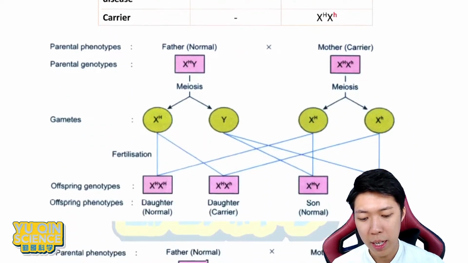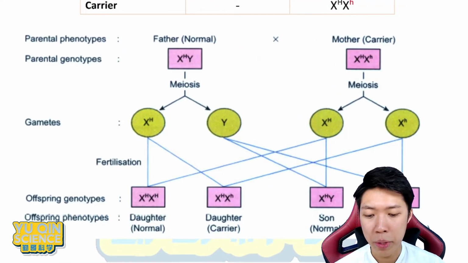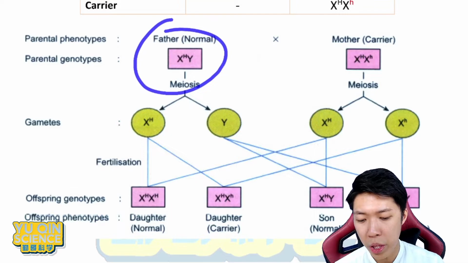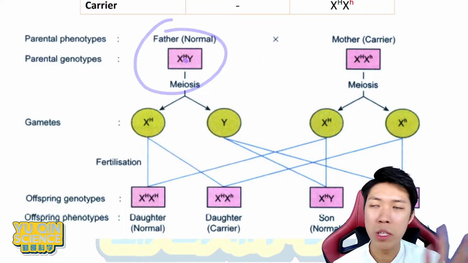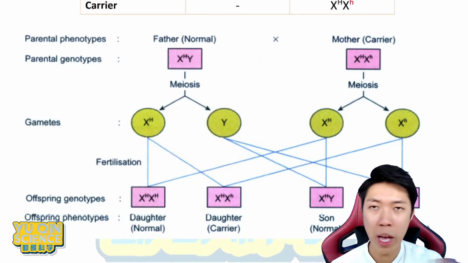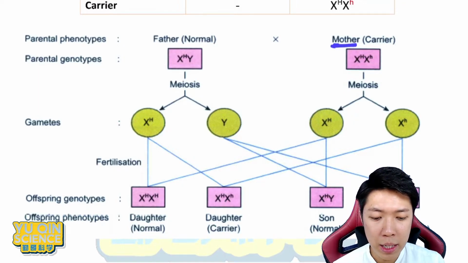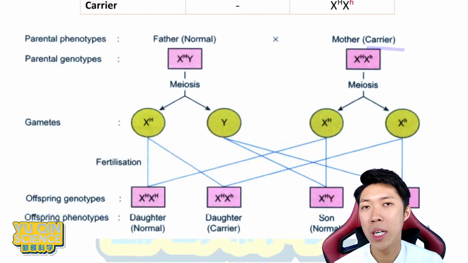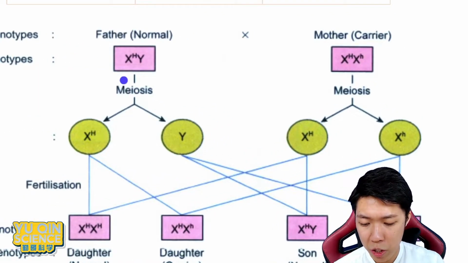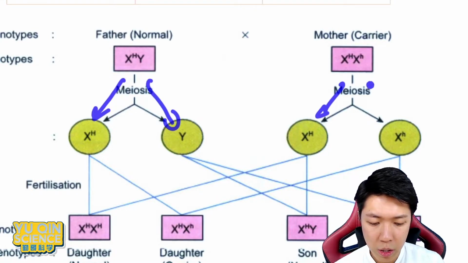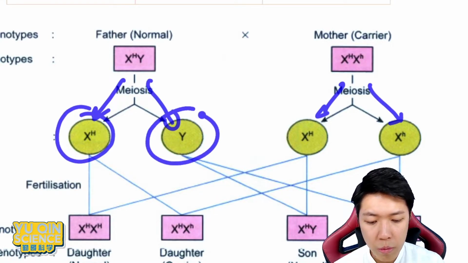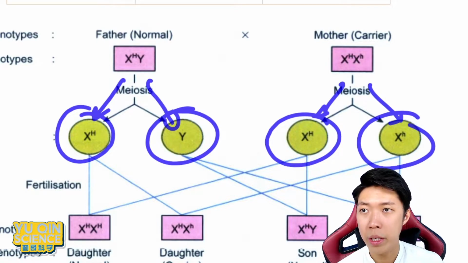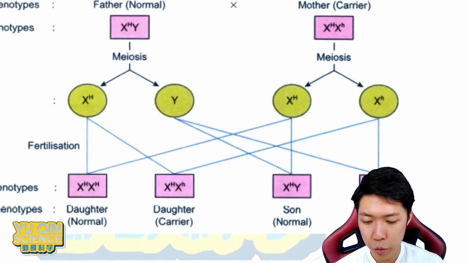Okay, so let's say we have this as example. A father with normal, means no diseases, no hemophilia. Mother with carrier. Okay, so we do the same thing. We split it up through meiosis. So this is your answer already. Okay, then we combine as usual.